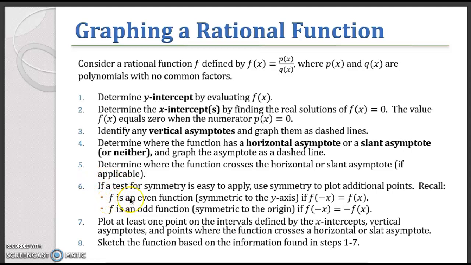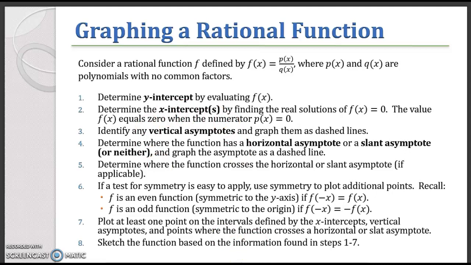You'll know if f is an even function, it'll be symmetric around the y-axis. If f is an odd function, it'll be symmetric around the origin. Plot at least one point on the intervals defined by the x-intercepts, a vertical asymptote, and points where the function crosses a horizontal or slant asymptote, and then sketch the function based on the information.